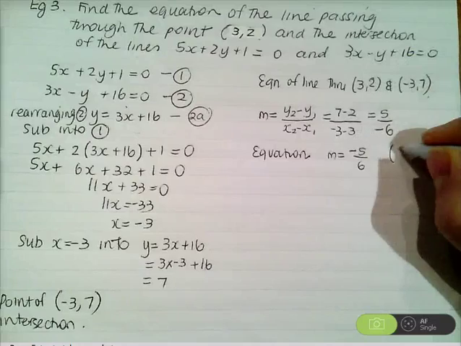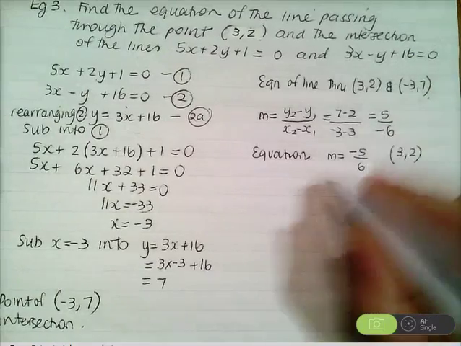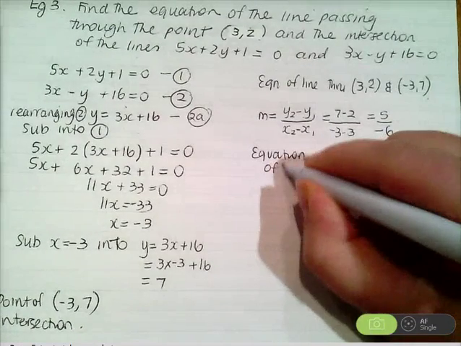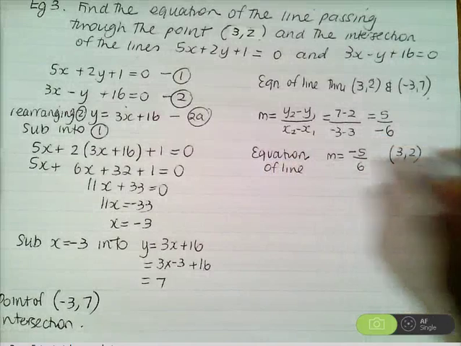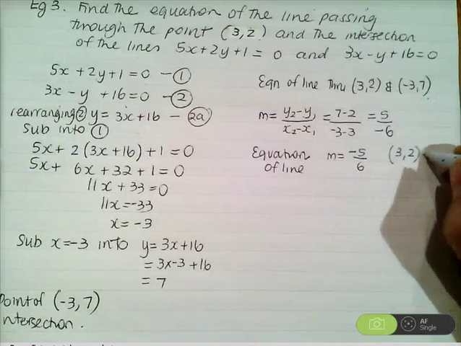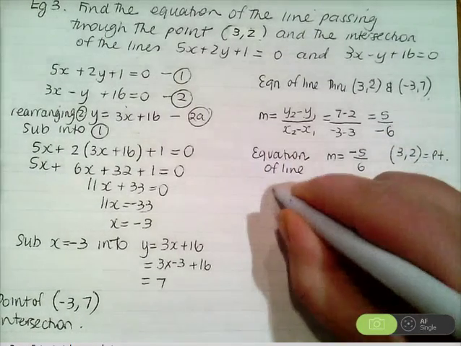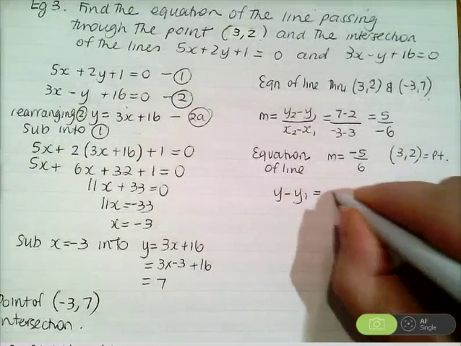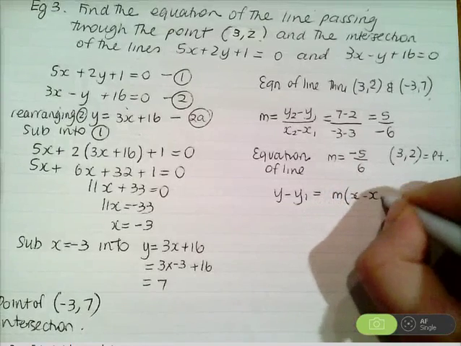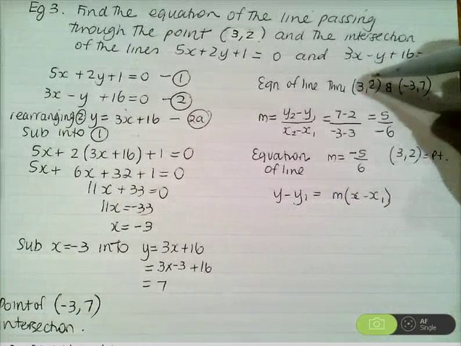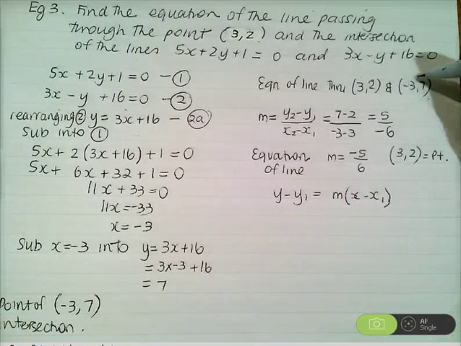I might just use the first one here. So for the equation of the line, I'm going to use the gradient, negative 5 sixths, and the point 3, 2. So we're using y minus y1 equals m(x minus x1). Now, whether you use the first point 3, 2 or the second point negative 3, 7, you will get the same equation in the end.